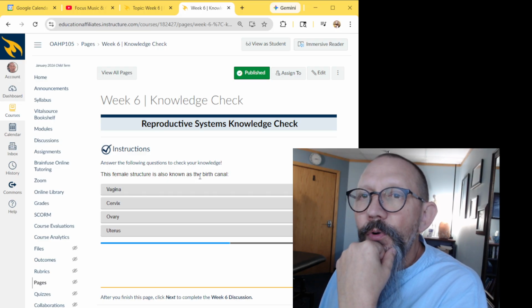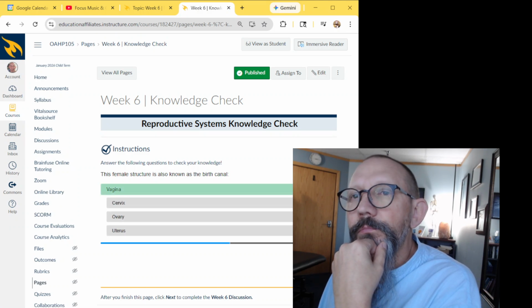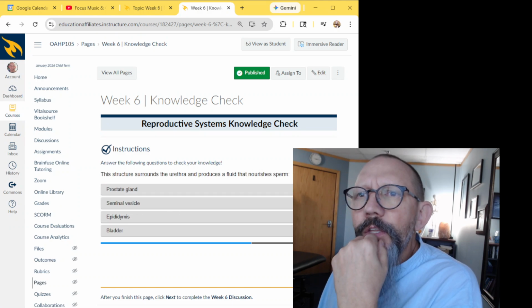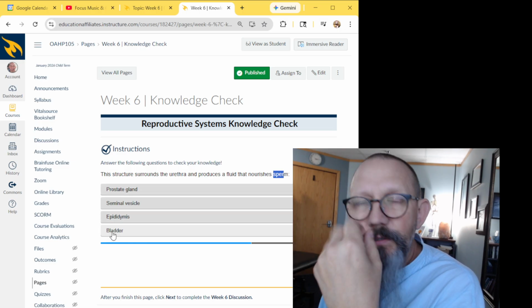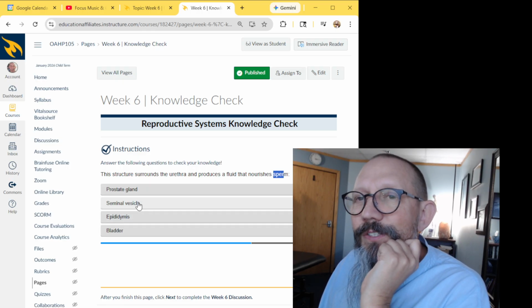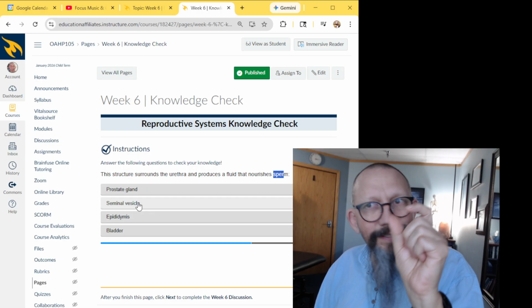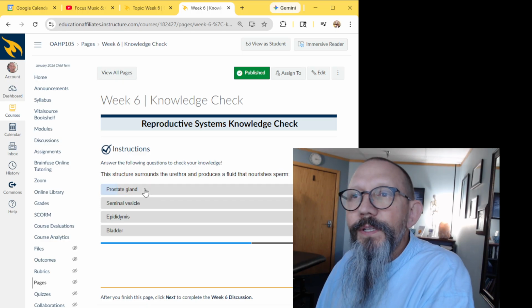Female structure known as the birth canal. There we go, the vaginal canal, or the birth canal. It has many purposes, right? Structure surrounds the urethra and produces fluid that nourishes sperm. So sperm, we know it's male, and it's got to be not the bladder. The bladder is upstream from that. Epididymis, remember, that's done by the testes. Seminal vesicle is a different kind of vesicle. Means little sac, so it's a little tiny place where there's something made, and then we have the prostate gland.